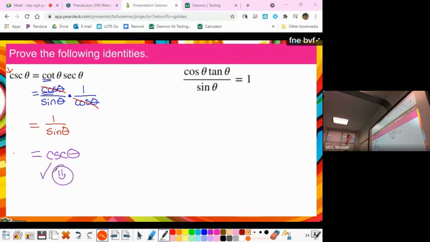So I give myself smiley faces when I prove the identities. They can be a challenge. So when I get through those, I like to celebrate our successes. Any questions about that? Okay, so let's try another one.